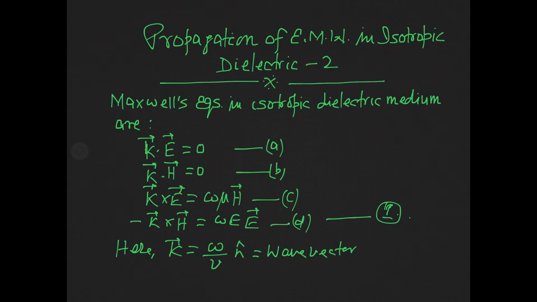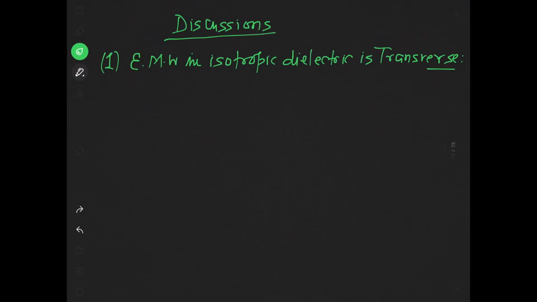Now, on the basis of these equations, that is Maxwell's equations in this form, we will discuss the important properties of the electromagnetic wave propagating in an isotropic dielectric one by one. So let us explain its first property. The first property is that the electromagnetic wave in an isotropic dielectric is of transverse nature.